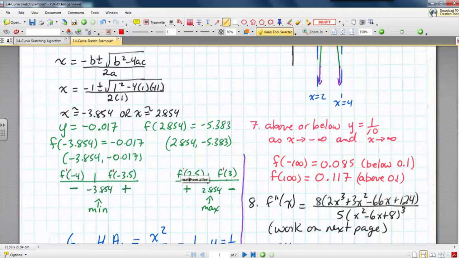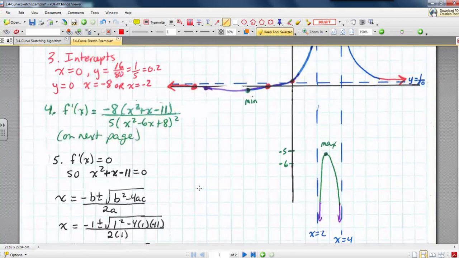Likewise, if f prime is positive at 2.5 and f prime is negative at 3, it means I must have been increasing and then started to decrease after I hit that point. And so this is a maximum, this is a minimum. I jotted those in just so I would remember because I was still a ways from getting to the point where I was done.